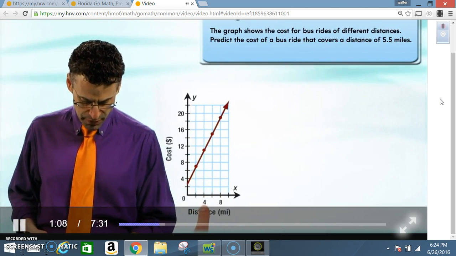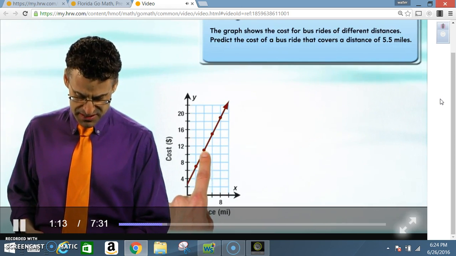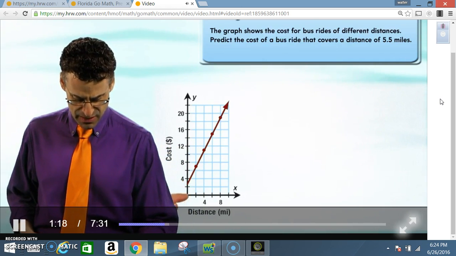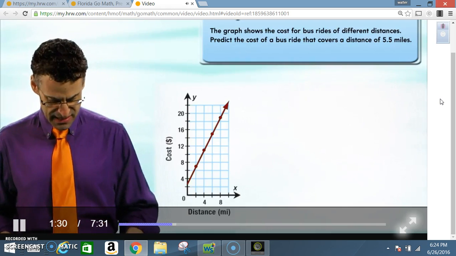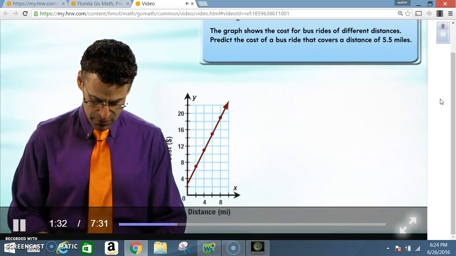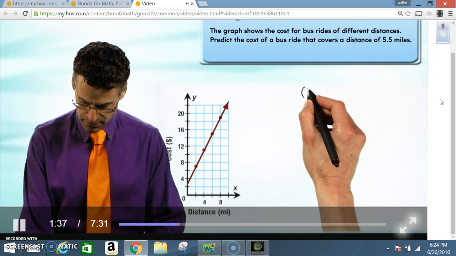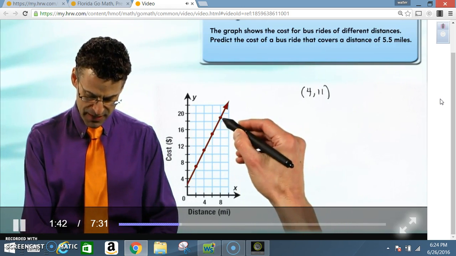For example, right here for a distance of 4 miles, we are right in between these two marks. And what are those marks? Well, they seem to be the even numbers: 2, 4, 6, 8, 10, 12. So it's the number right between 10 and 12. So that point actually is 11. So the coordinates of that point are 4, 11.